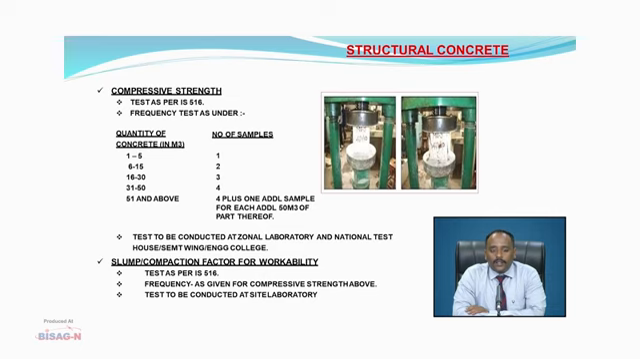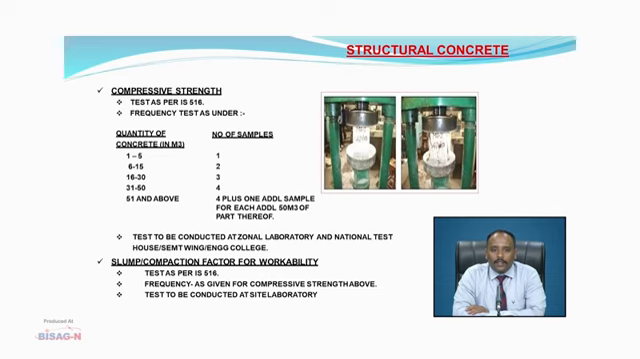For the structural concrete, the various tests which have to be carried out are the compressive strength. For the compressive strength, the test has to be as per IS 516. The frequency will be for a lot of 1 to 5 cubic meters. The number of samples has to be 1. For a lot of size 6 to 15 cubic meters, the number of samples will have to be 2. For the lot size of 16 to 30 cubic meters, 3 samples will be collected.